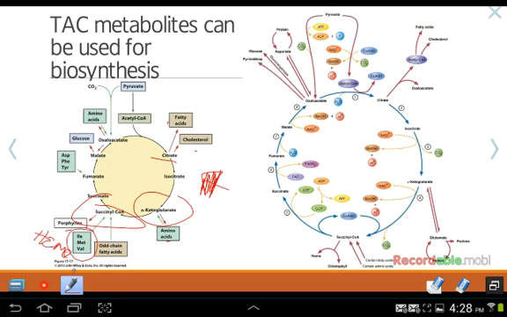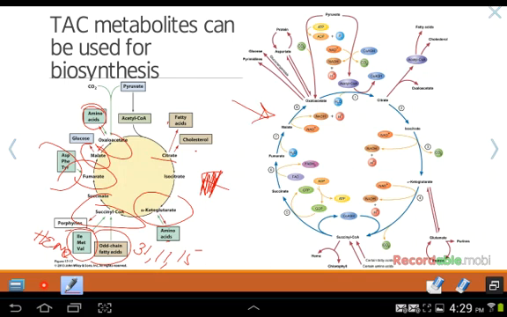A couple other amino acids, as well as odd-chain fatty acids, so fatty acids that have maybe 13, 11, 15 carbons, okay? Fumarate can be used to make some other amino acids: aspartic acid, phenylalanine, tyrosine. Malate can be used to make glucose. Oxaloacetate can be used to make amino acids also.